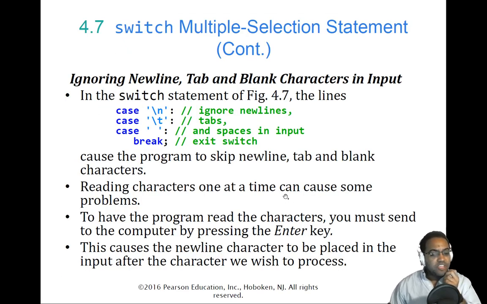So, ignoring the newline and blank characters in input, basically you can tell it, hey, ignore these things and don't pay attention to them because they're not important. It's not necessary in most languages. In C, it probably is. Just remember you can do this. This is for ignoring new lines, this is for tabs, and this is for spaces in input. And then you can say break the switch, and it exits the switch altogether.